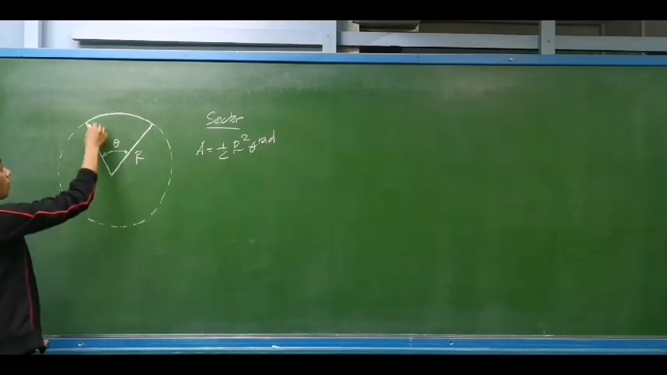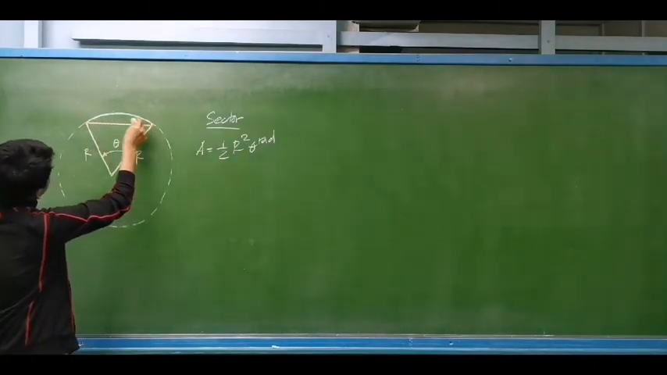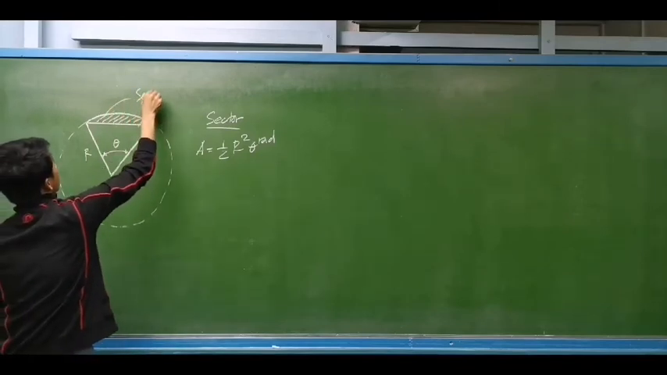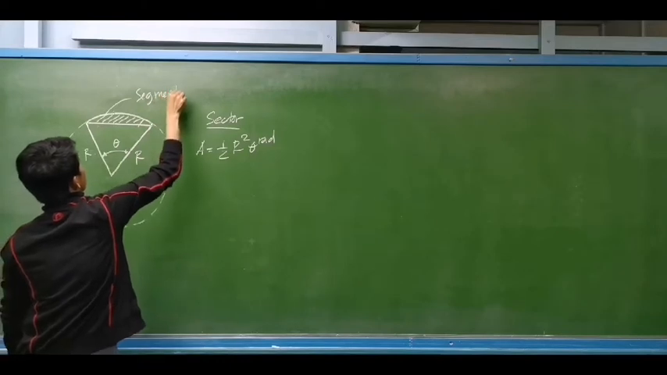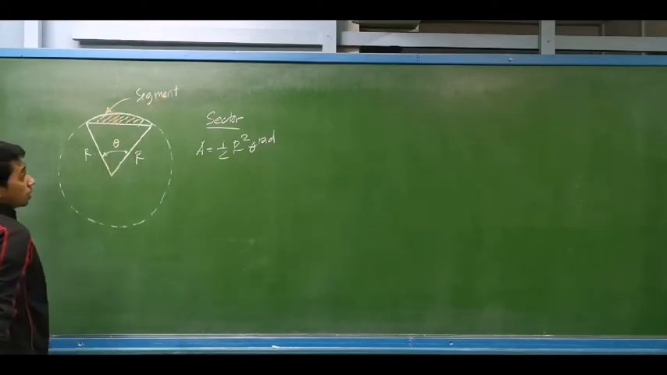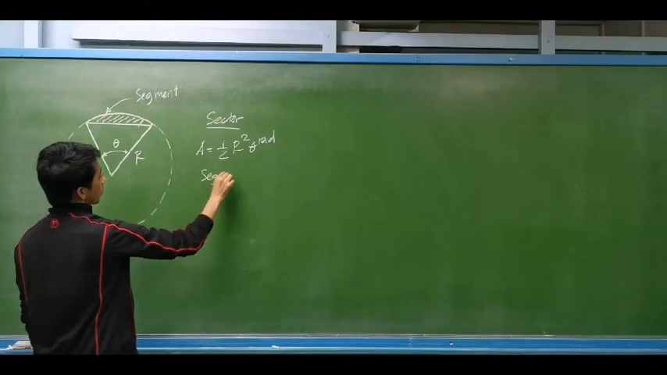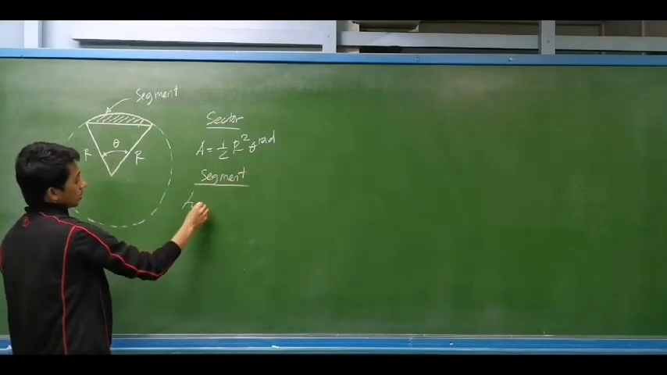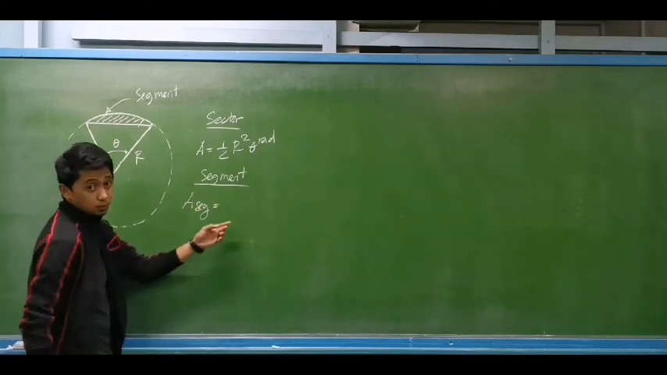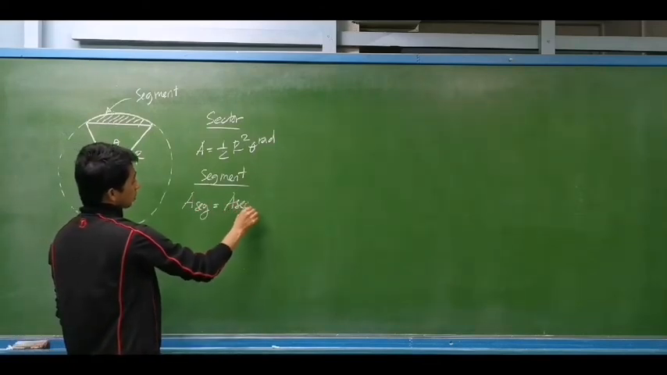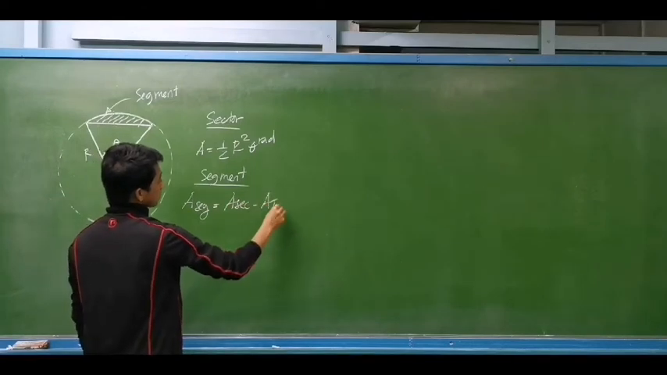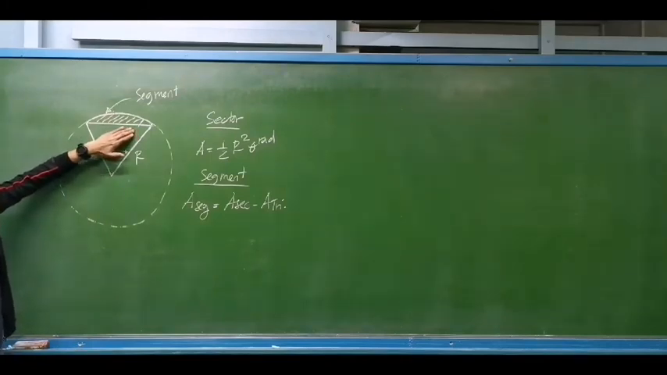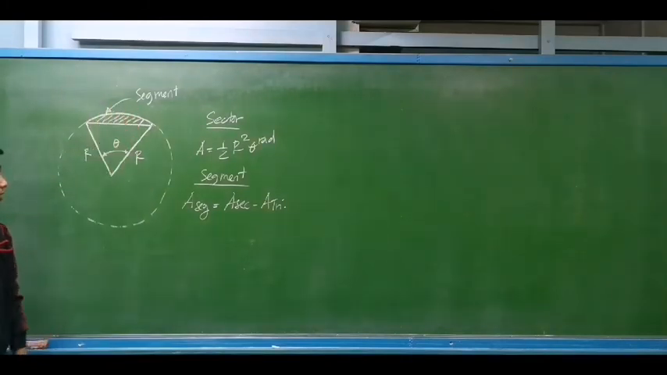So, for example, kung gagawa ako ng line segment dito, then may i-isolate na portion dito. Ito naman yung tinatawag natin na segment, the segment of a circle. How to compute for the area of a segment? The area of a segment is equal to area siya ng sector, tanggalin mo lang yung area ng triangle. So, di ba, yung area ng sector, kung tatanggalin yung area ng triangle, ang maiwan is yung area ng segment.